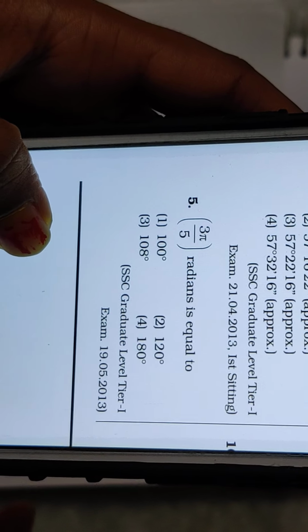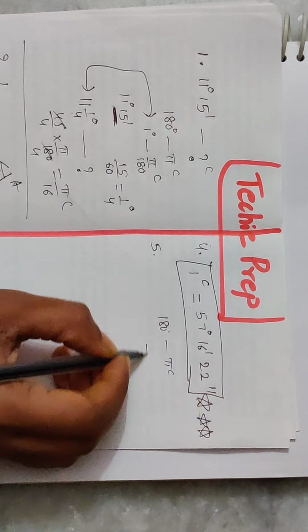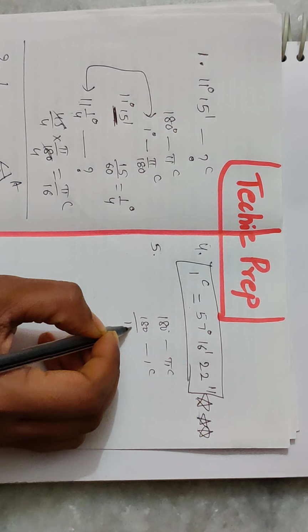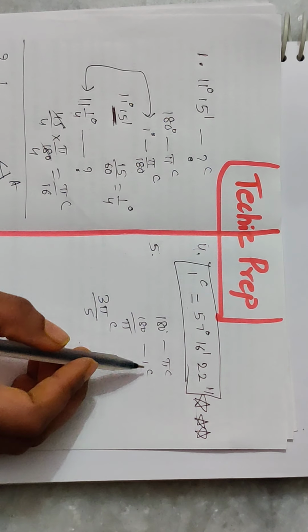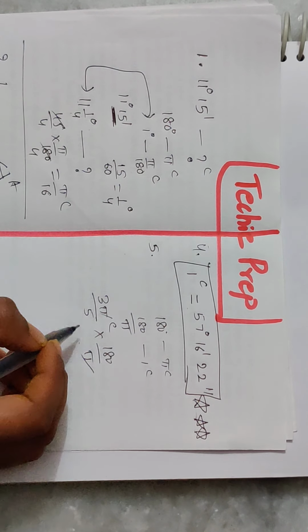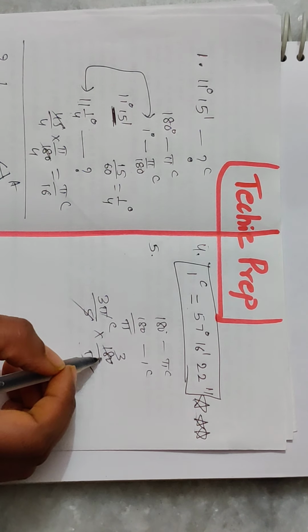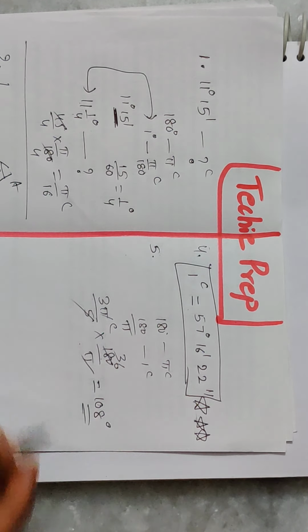It is given 3 pi by 5 radians is equal to how many degrees? You know already, 180 degrees is pi radians. 1 radian is 180 by pi. So we are given 3 pi by 5 radians. So we have to multiply it with 180 by pi. Pi will get cancelled. 5 3s are 15, 5 6s are 30. So 108 degrees. Hope it is clear to you. Next, going to the next question.